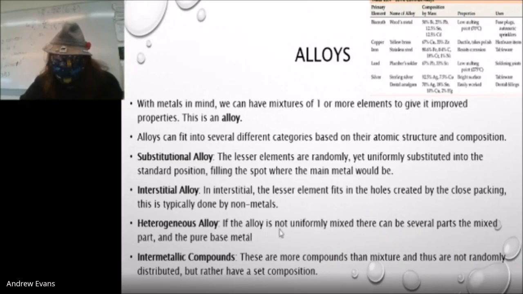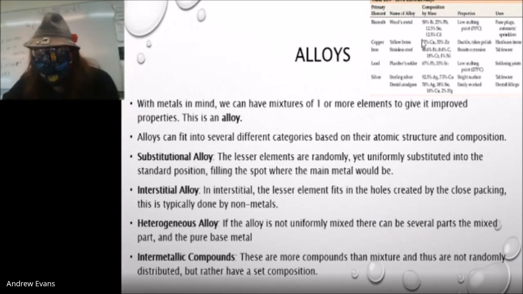Heterogeneous alloys, where they're just not mixed at all. There's 2 layers. An intermetallic is just, it becomes a compound. It's like a substitutional, but it's actually a constant thing. So it's not really a true alloy. But I have a couple alloys we see.